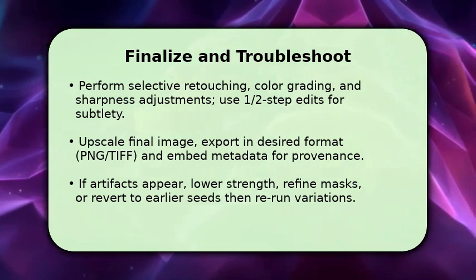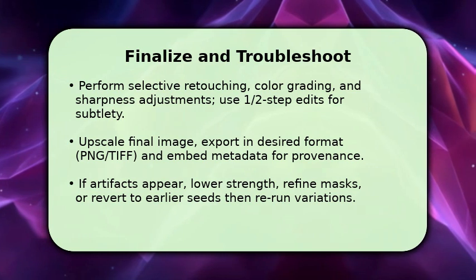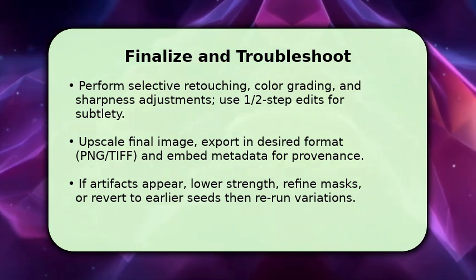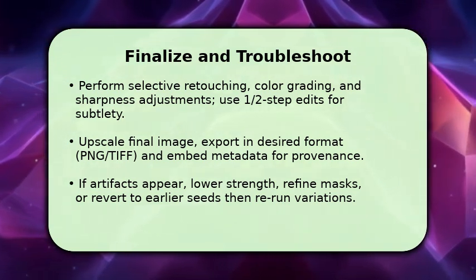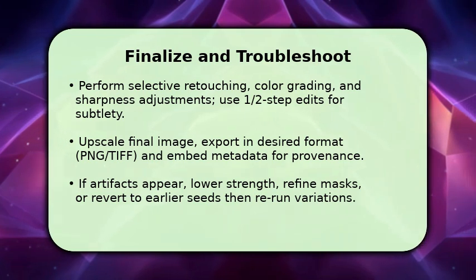If things go wrong, a key troubleshooting step is to lower the transform strength, tighten masks around problem areas, and rerun a few seeds to find a clean base version.